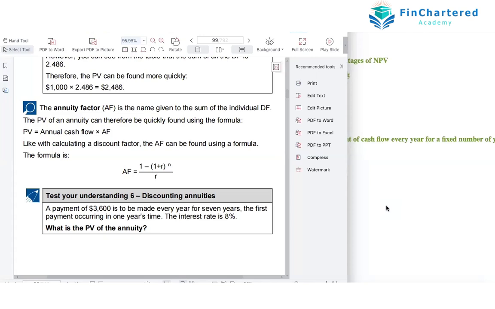Again, a payment of 3,600 is to be made every year for 7 years, the first payment occurring in 1 year's time. So again, you see, you're getting the same amount every year for 7 years. So this is proof that this is an annuity.